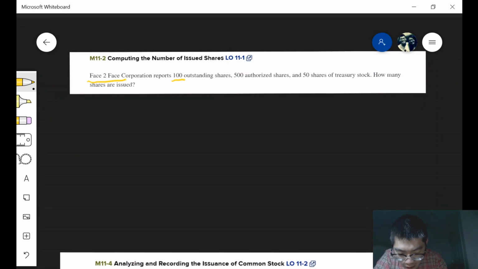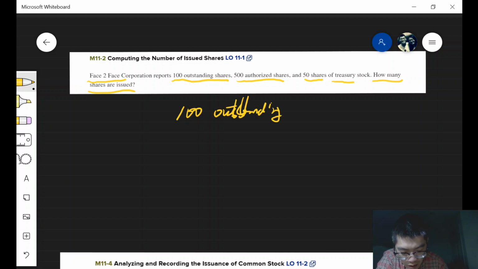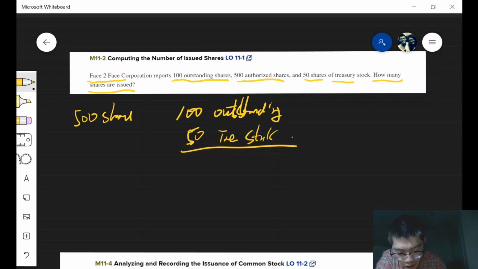Face-to-Face Corporation reports 100 outstanding shares, 500 authorized shares, and 50 shares of treasury stock. How many shares are issued? The 100 shares outstanding are circulated on the financial market, and the company has the right to issue 500 shares. They have 50 treasury shares, which were issued but bought back by the company. Actually, treasury stock is part of issued. So in total, the number of shares issued is 150.